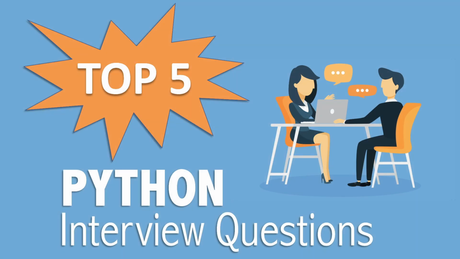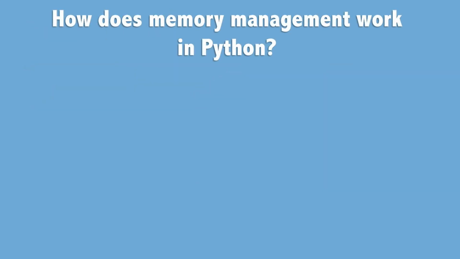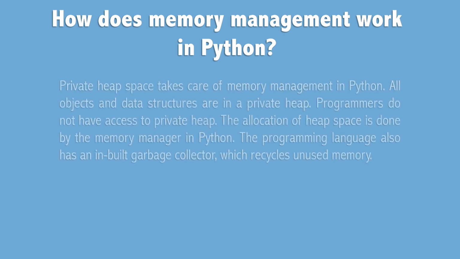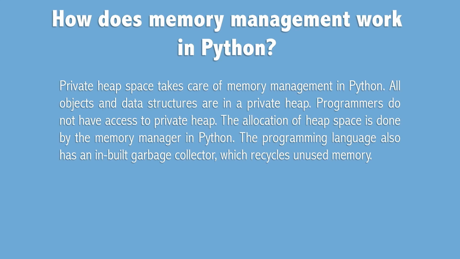Now time to get into the topic. Our first most common question is, how does memory management work in Python? Private heap space takes care of memory management in Python. All objects and data structures are in a private heap. Programmers do not have access to the private heap. The allocation of heap space is done by the memory manager in Python. Python also has an inbuilt garbage collector which recycles unused memory. So this is how memory management works in Python.